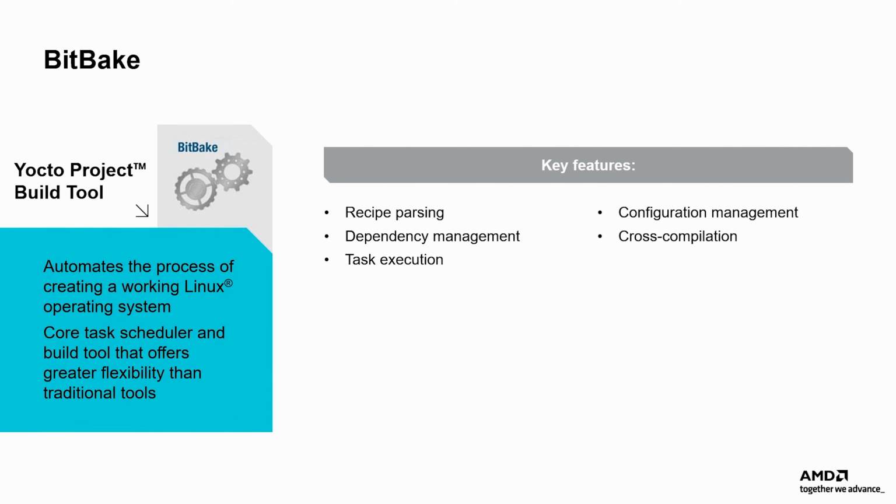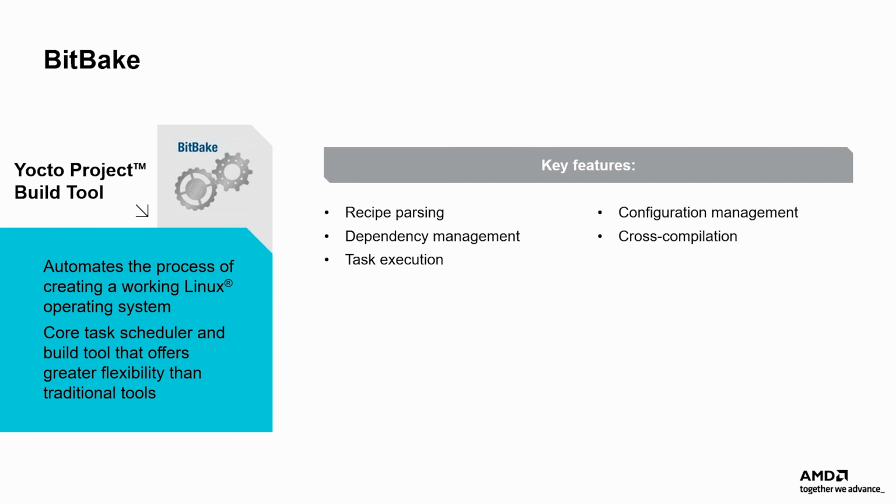The Yocto Project Build tool automates the process of creating a working Linux operating system. Bitbake is the core task scheduler and build tool used in the Yocto project, an open embedded build system. It is often compared to traditional tools like Make, but it provides far greater flexibility and power, particularly for cross-compilation in embedded Linux environments. Bitbake fetches required source code, resolves dependencies, builds the components, and packages the final image.